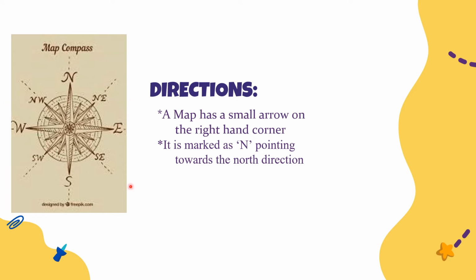Not only do you have these four main directions, apart from that you have many other directions also. Between north and east you have northeast, between south and east you have southeast, between west and south you have southwest, and between north and west you have northwest. So this is about the directions. With the help of directions we can easily find out the direction in a map.